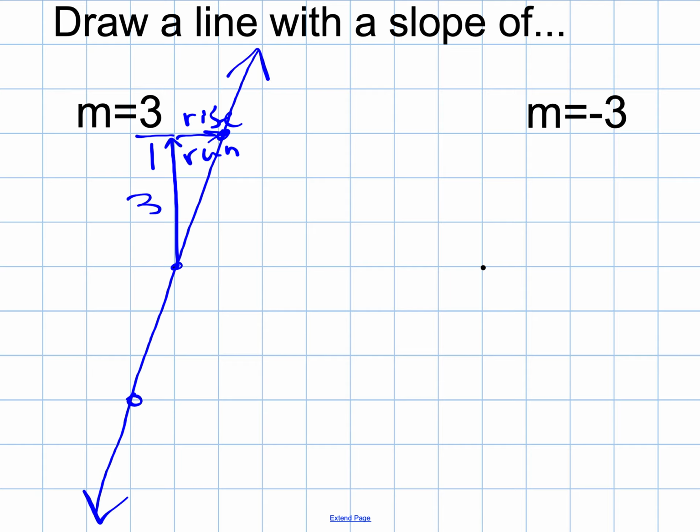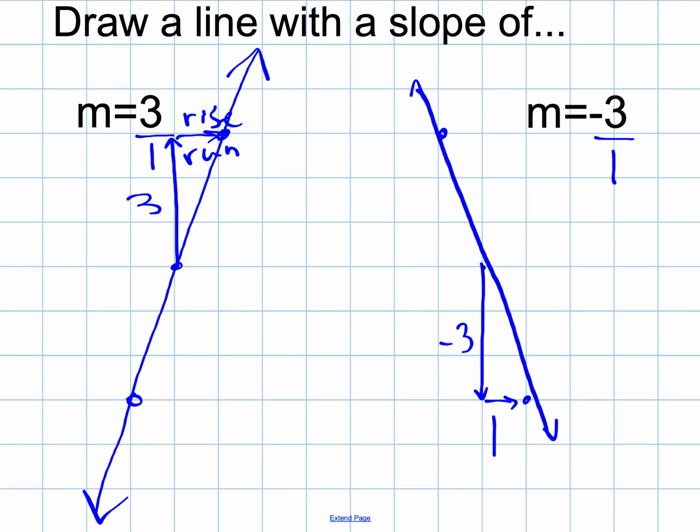Okay, a slope of -3. This is -3 over 1. We're going to rise -3, which means to go down 3, and we're going to run 1, and that ends us up right here. And there's not enough room to do another one here. We can go up 3 and back 1, and that will end up on the same line. And we get a line with a slope of -3.